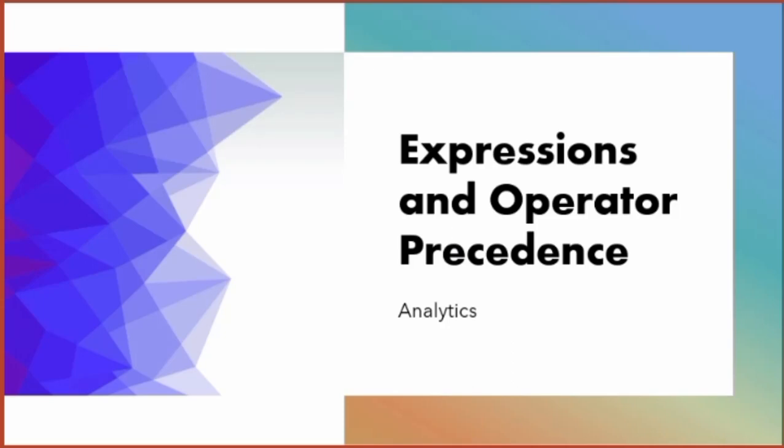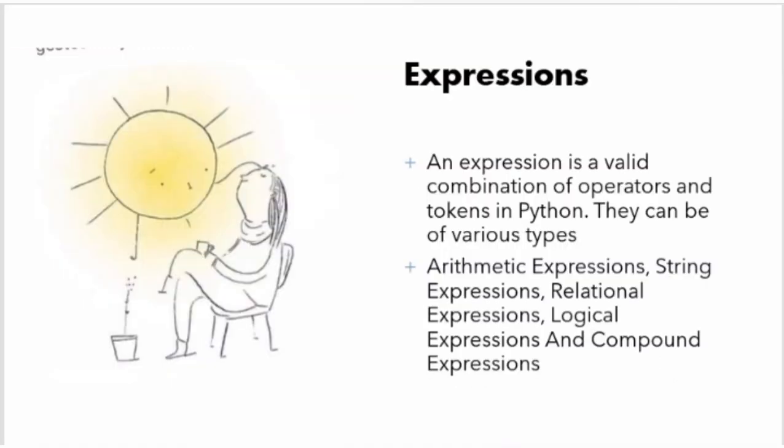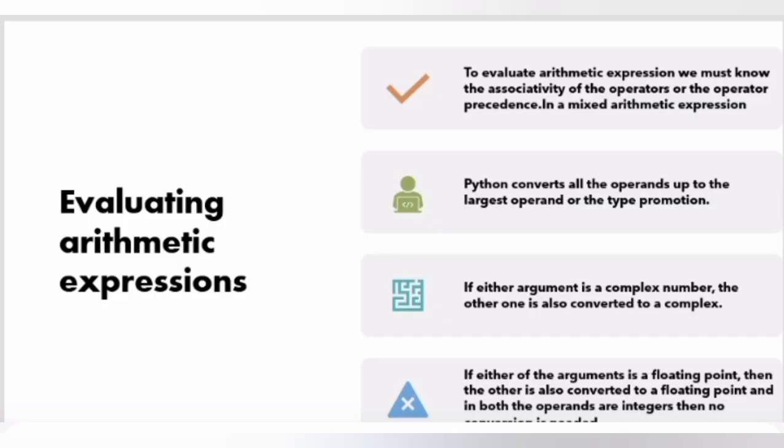Okay, so let's start with expressions and operator precedence, how they are used in our calculations in Python. So expressions, as you can see, are a valid combination of all the operators and tokens in Python. And there are various types of expressions that we can see: string expressions, relational expressions, arithmetic expressions, logical expressions, compound expressions. Various types of expressions are there.